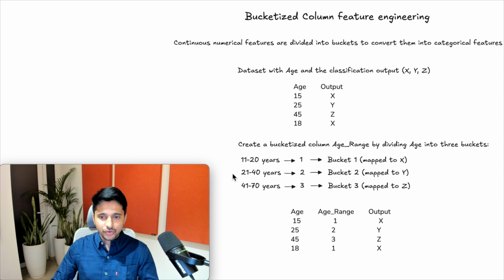Again, for bucket 2, we have this range which is mapped to Y. And now we have range 3, which is 41 to 70, which is called bucket 3. For that we will give the number 3, as you can see here. So the creation of age range, the new column, is feature engineering in this case.